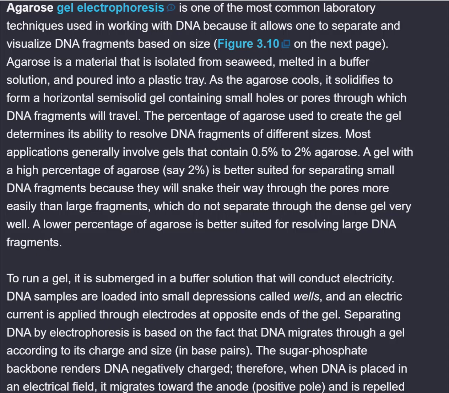As the agarose cools, it solidifies to form a horizontal semi-solid gel containing small holes or pores through which DNA fragments will travel. The percentage of agarose used to create the gel determines its ability to resolve DNA fragments of different sizes. Most applications generally involve gels that contain 0.5% to 2% agarose. A gel with a high percentage of agarose, say 2%, is better suited for separating small DNA fragments because they will snake their way through the pores more easily than large fragments, which do not separate through the dense gel very well. A lower percentage of agarose is better suited for resolving large DNA fragments.